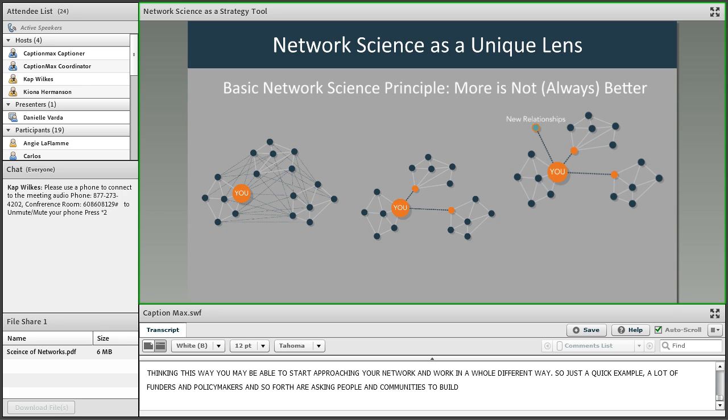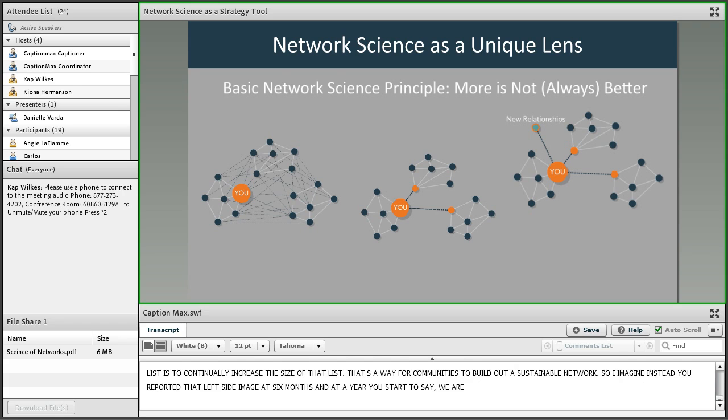So just a quick example: a lot of funders and policymakers and so forth are asking people in communities to build networks. You can imagine that after 6 months, they ask you to describe what kind of work your network has been building, and most people do provide a list of members and how often they meet. We call it counting noses. And the only way we can really beat that list at, say, a year one check-in is to continually increase the size of that list and meetings. And that's super overwhelming for communities. It's not a really sustainable way to build out a network.